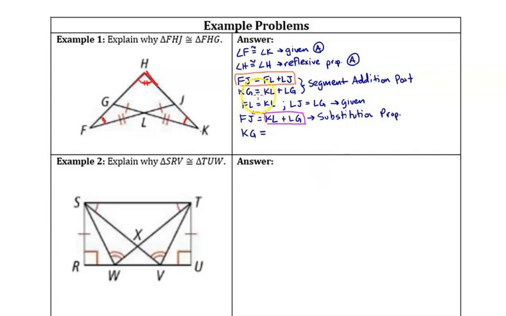So instead of writing KG equals KL plus LG, I'll replace it with FJ. And now I've essentially said that KG is congruent to FJ, segment KG is congruent to segment FJ, which is my pair of sides that I now need to be able to say that triangle FHJ is congruent to triangle FHG by, it looks to me like that would be angle, angle, and a non-included side. So we're going to say by angle, angle, side.